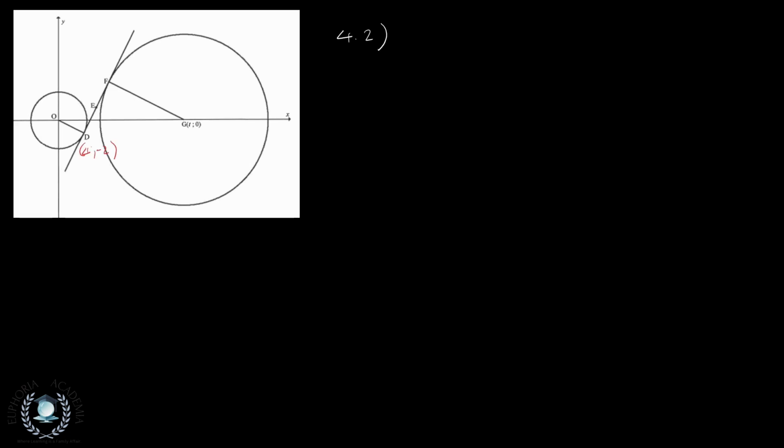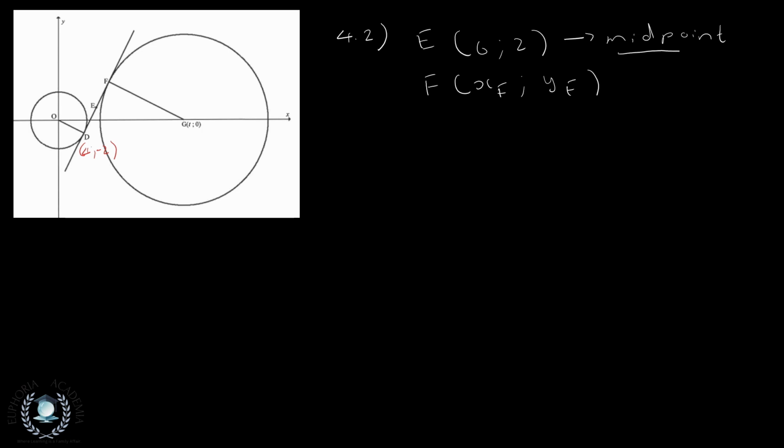For question 4.2, we're asked to find the coordinates of F, and we're told that point E, which has the coordinates (6; 2), is the midpoint of the line DF. And the line DF includes the coordinates of F. So we're meant to find the coordinates of F, which is an x coordinate and a y coordinate.